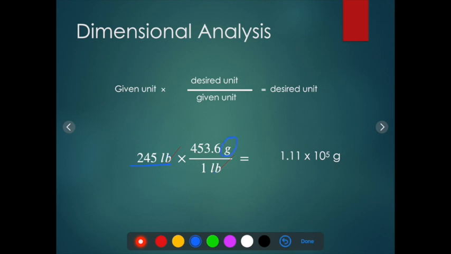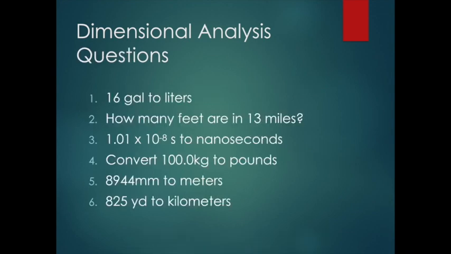We will be left with our desired unit, which is grams. So pounds cancel, and we're left with grams. We take 245 times 453.6, and we get 1.11 times 10 to the 5th grams. If it's in the numerator, multiply. If it's in the denominator, divide. Okay, so I'm just going to do a bunch of examples now for conversions.